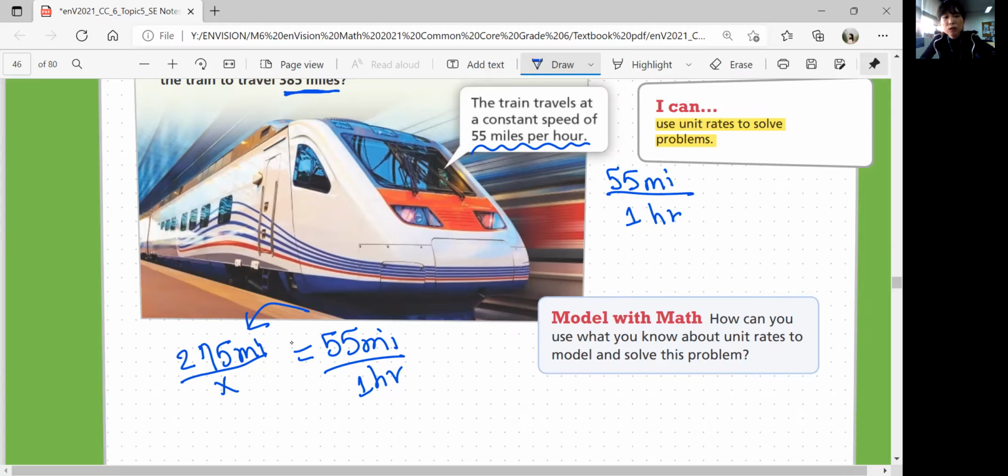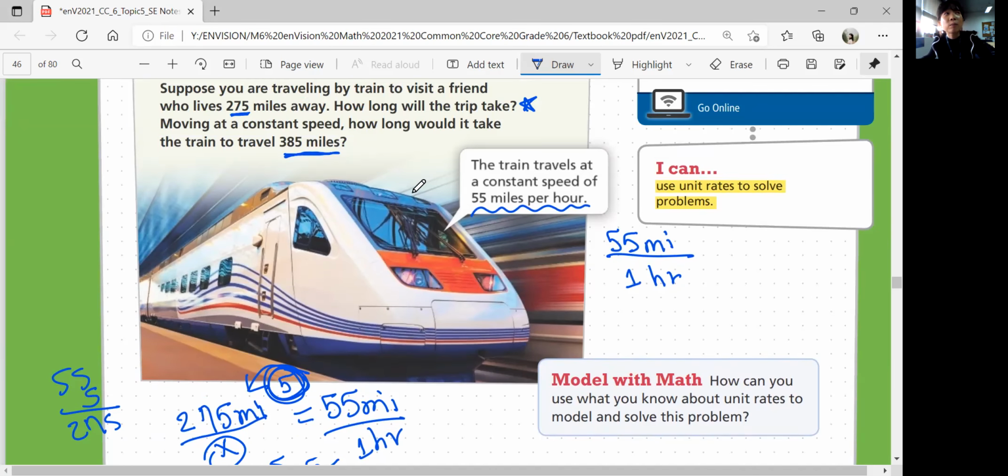So 275 divided by 55 will get you this number that you multiply, the factor, okay? Which is going to be 5. 55 times 5 is 275. So this should be times 5. So it's a 5-hour trip. So in order to travel 275 miles away to visit a friend, it takes 5 hours. So the first question is 5 hours.